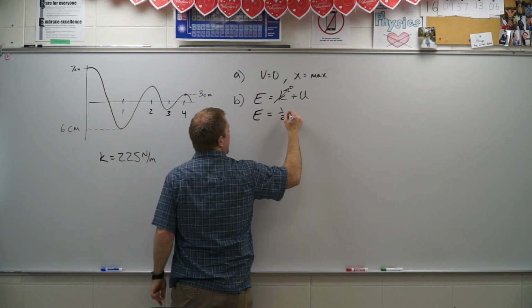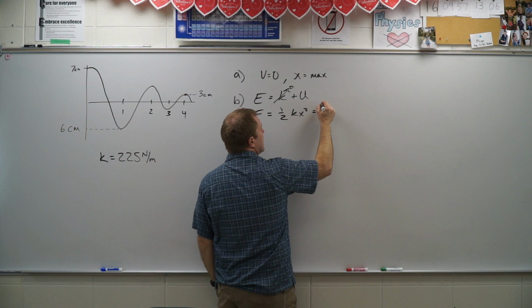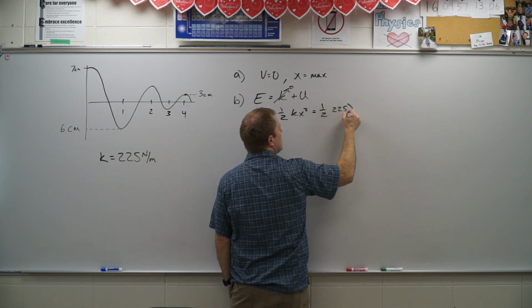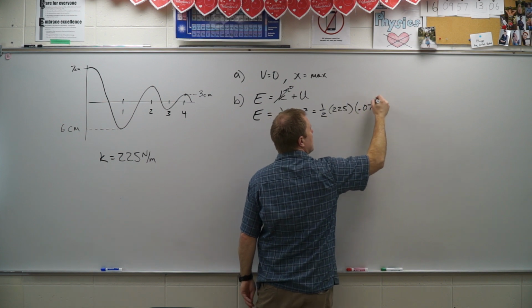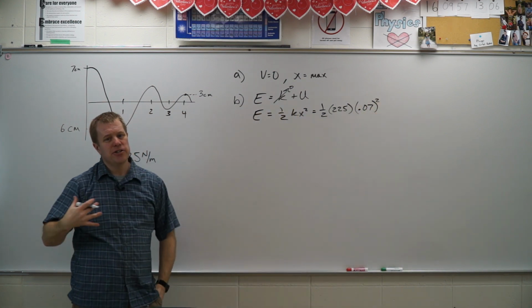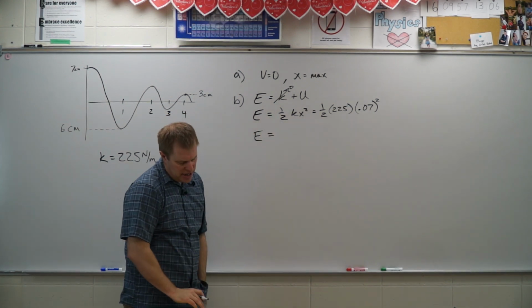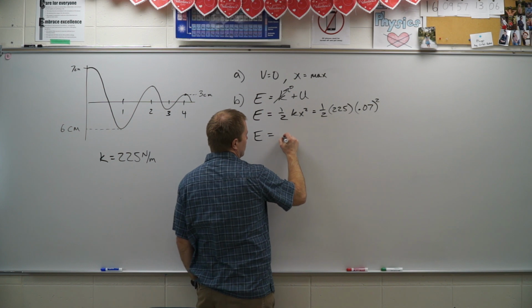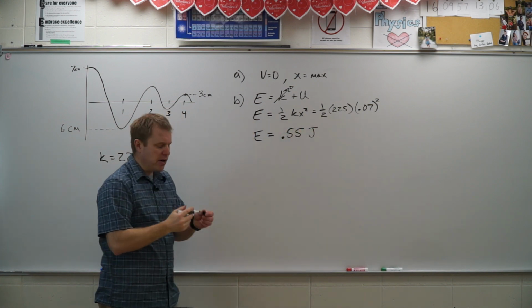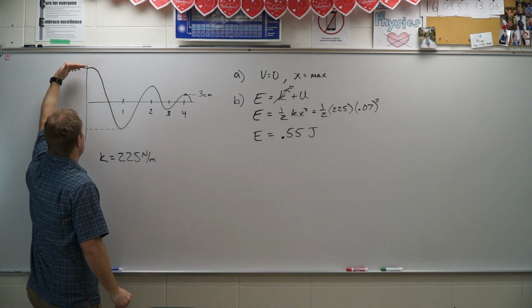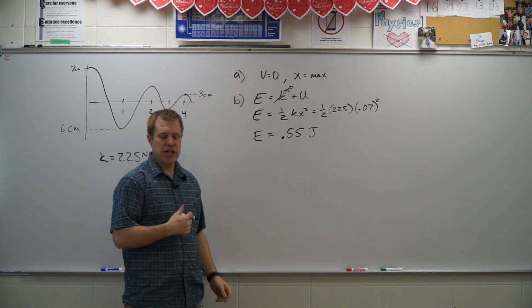And so I have 1/2 kx squared because it's a spring oscillating. And so I can plug in my 1/2 times my 225 times the original displacement, which was 0.07 meters. So I changed centimeters to meters there. And we should get an initial amount of energy of about 0.55 joules. And so that's how much energy we start off with. And as we go, you'll notice that the next time it's down to 6. And so it just generally loses energy as it goes.